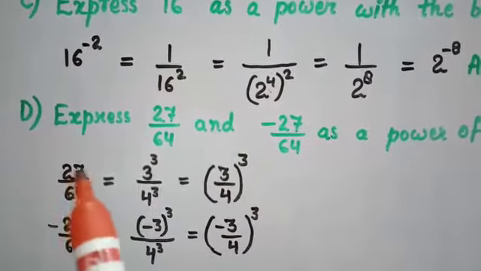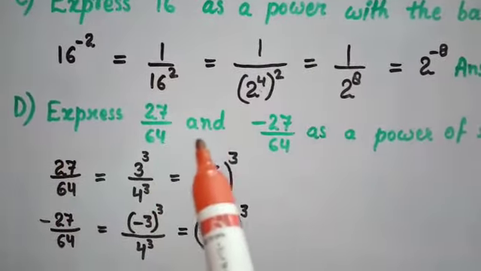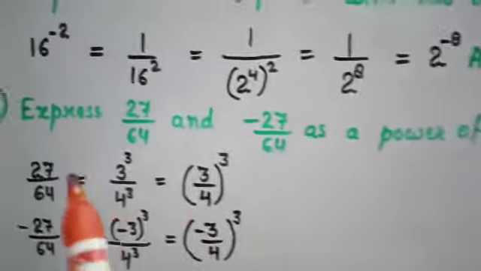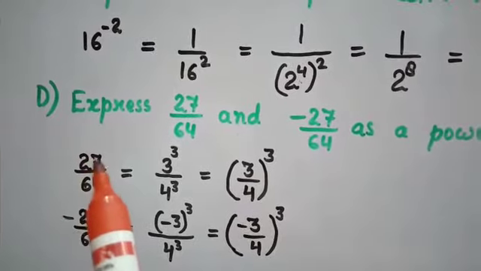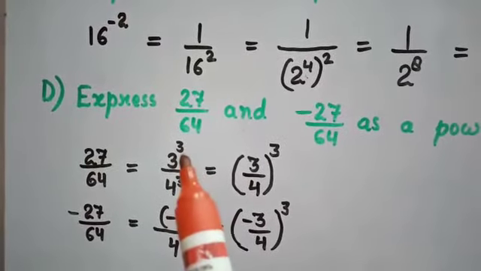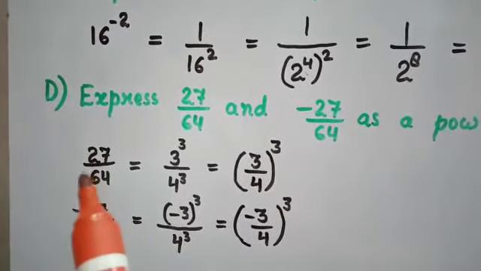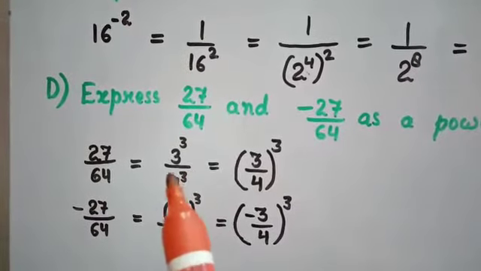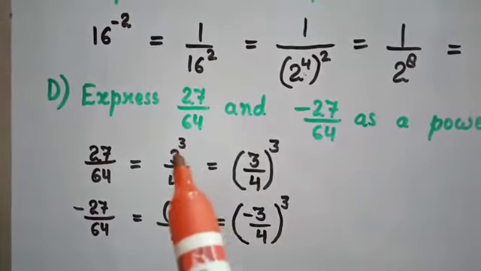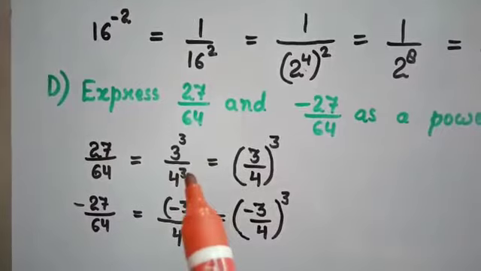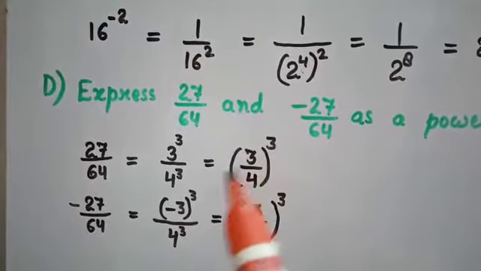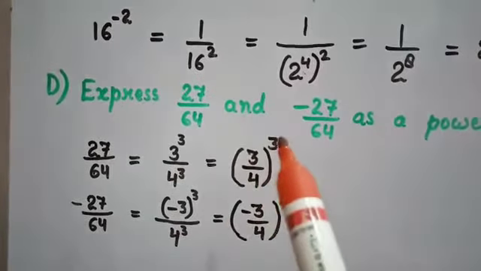Now I'll explain question D. Express 27 upon 64 and minus 27 upon 64 as a power of rational number. 27 upon 64. 27 can be written as 3 to the power of 3, that is 3 times 3 in multiply. And 64 can be written as 4 to the power of 3. It means 3 times 4 in multiply. And 3 to the power of 3 upon 4 to the power of 3. Same powers, so we will take common power. 3 upon 4 whole to the power of 3.